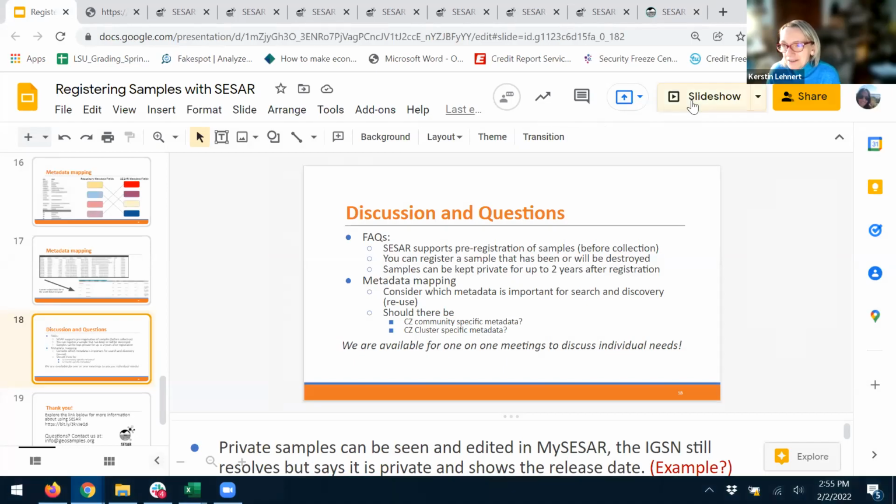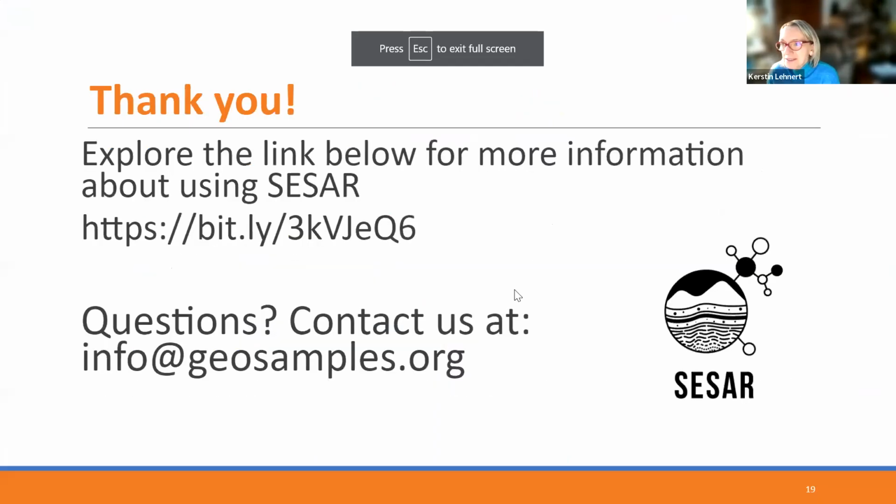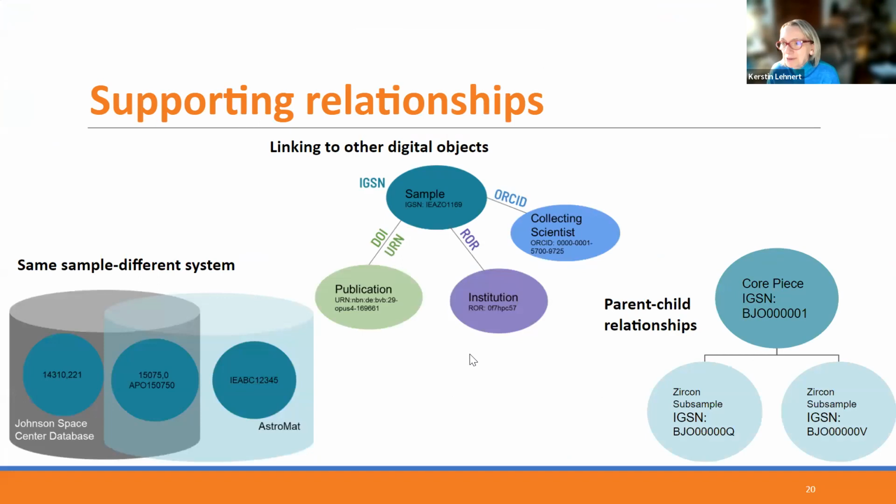As Sarah said, if we all name our sample IC1, that's fine. You can do that, but you need the IGSN next to it so that it actually is uniquely identified. And new data can be linked to it via that same unique identifier.